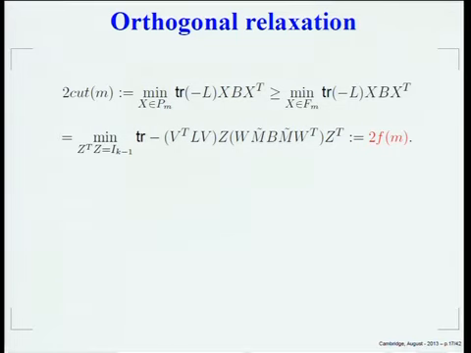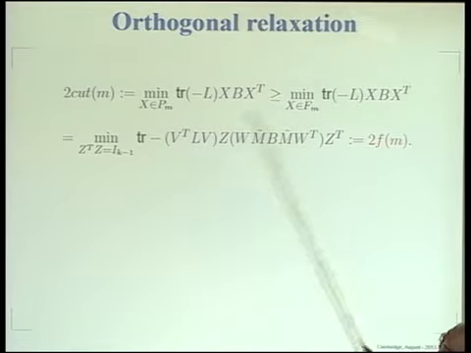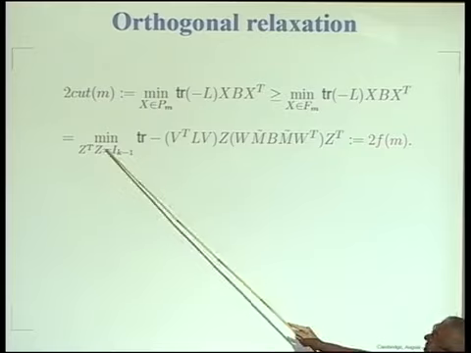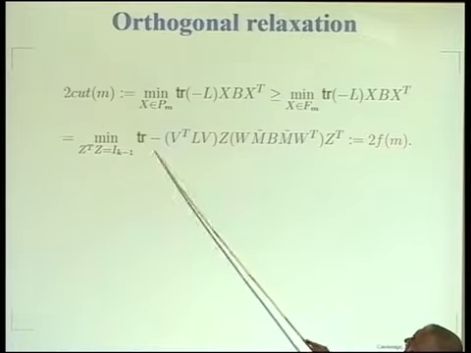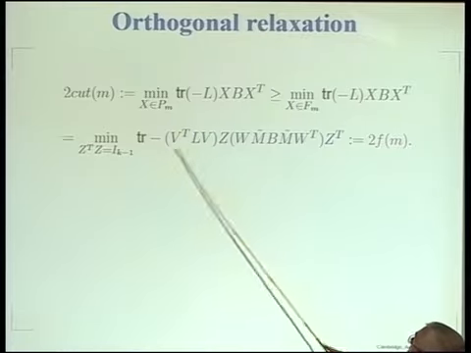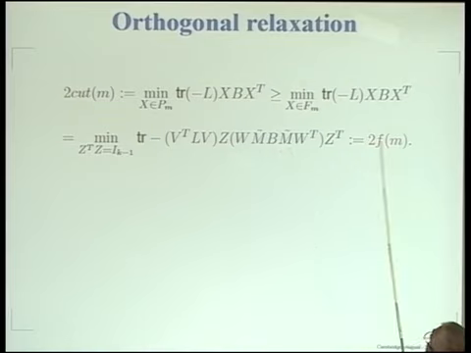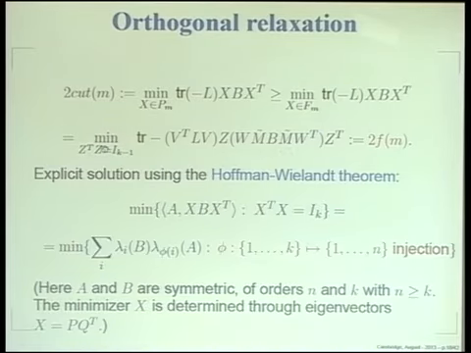We go to a relaxation, we substitute, so we go from X to Z. Z is now a matrix containing orthonormal columns, and these parentheses here are just complicated symmetric matrices, and there's an explicit solution to this problem. Some people call it the Hoffmann-Wielandt theorem, but it can be traced back to John von Neumann.